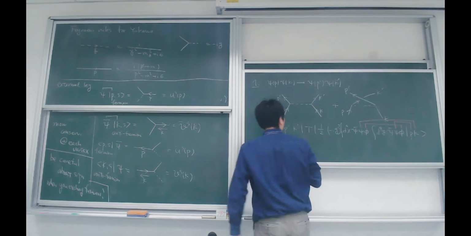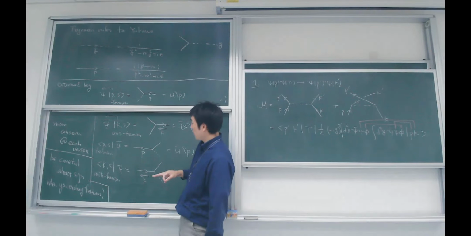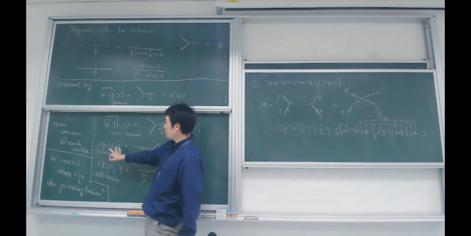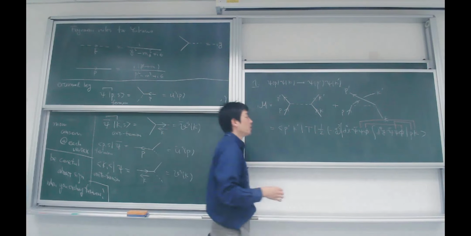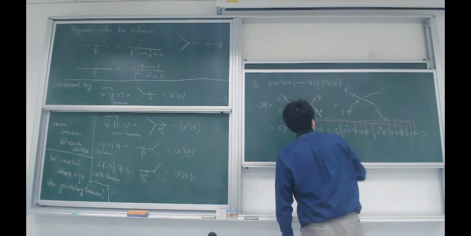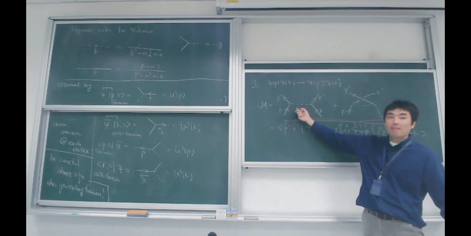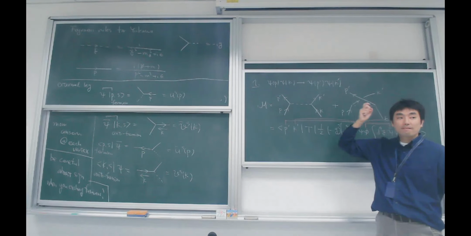And then the external first state is the fermion. It should be contracted with psi bar. Now we contract with psi bar, and then psi. That's the contraction. It will give you this guy.